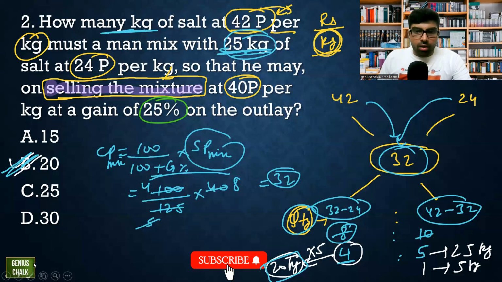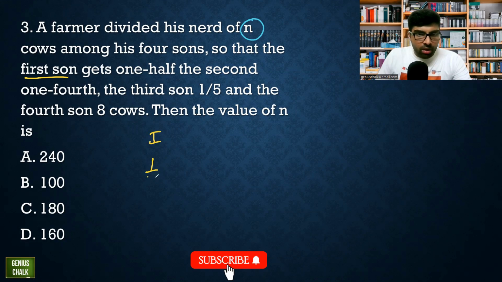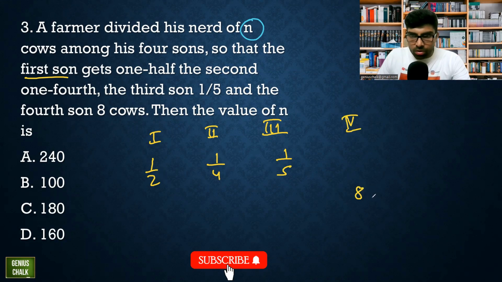Next one. A farmer divided his herd of n cows. A farmer is having some cows, n cows, and he's dividing them among 4 sons, so that the first son gets 1/2, the second son gets 1/4, the third son gets 1/5, and the fourth son actually gets 8 cows. Fine. So everybody else is dealing with fractions, but the fourth one is given a direct value.